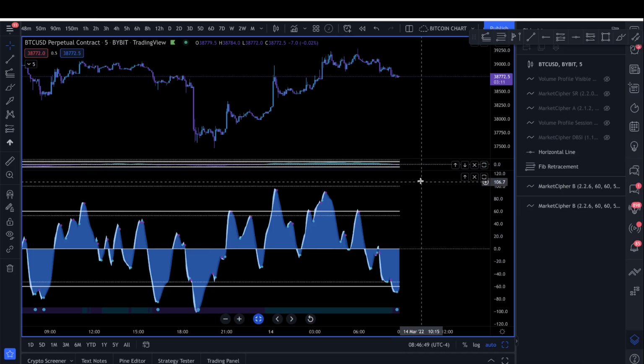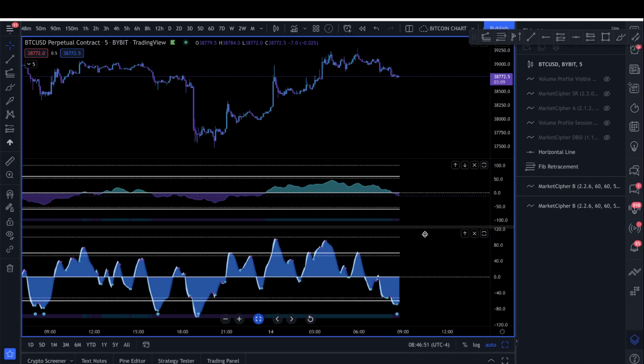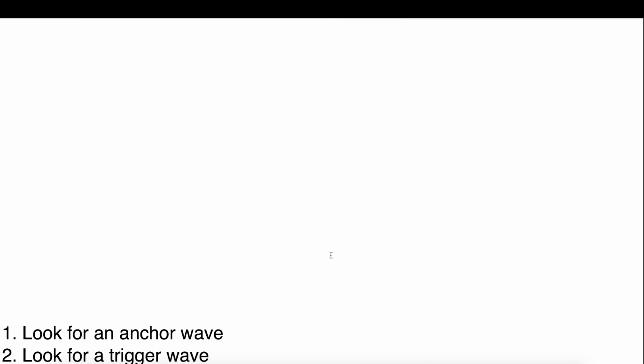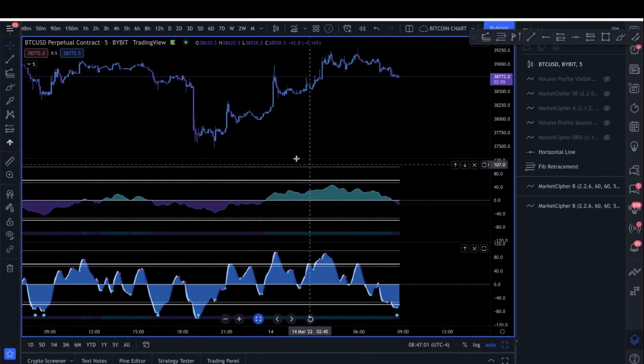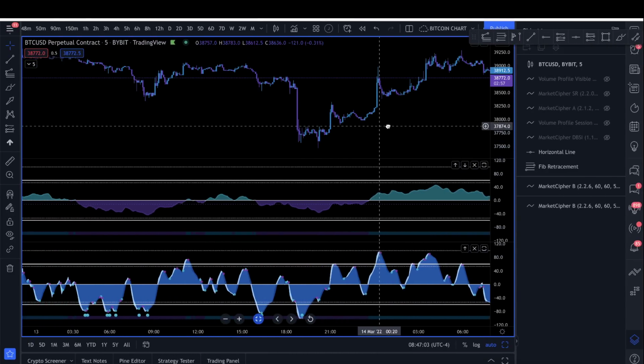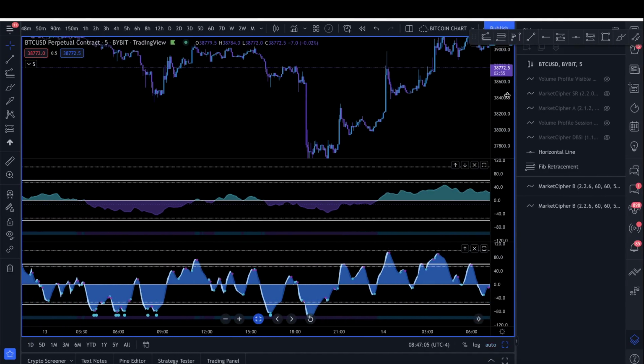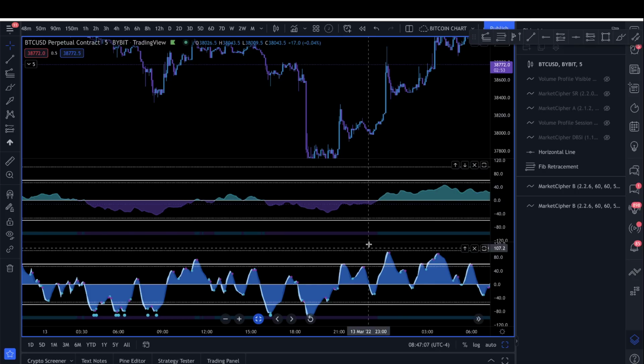it without emotion. And then once we've identified our anchor and our trigger, then we're going to look for money flow. This is the key, the money flow. What we want to see is, if we see an anchor and a trigger, we want to see the money flow also moving in the direction that we want to trade.